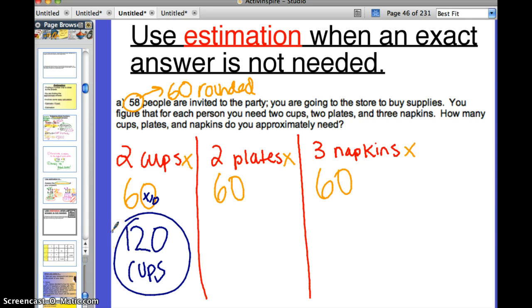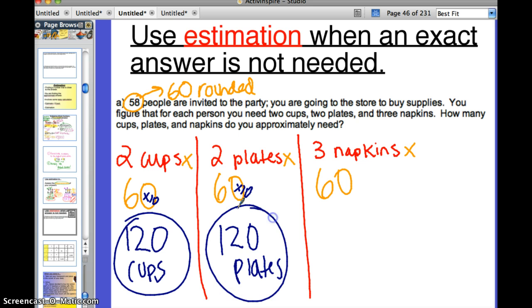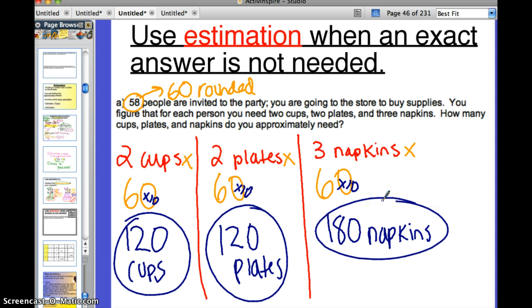About 120 cups. For the plates, you can see it would be the same answer, right? 2 groups of 6 is 12. Tens is 120 plates. You know what the thing is here, guys, is that you're not going to find the exact amount of cups or plates or napkins in the packages that come at the store anyways. So it would be more appropriate to use an estimate for that reason too. And over here, 6 groups of 3 is 18. 18 tens is 180, and that would be the amount of napkins that you would need. Now in this context, you don't need an exact answer. An estimate is a lot more appropriate. All right. Good luck estimating.